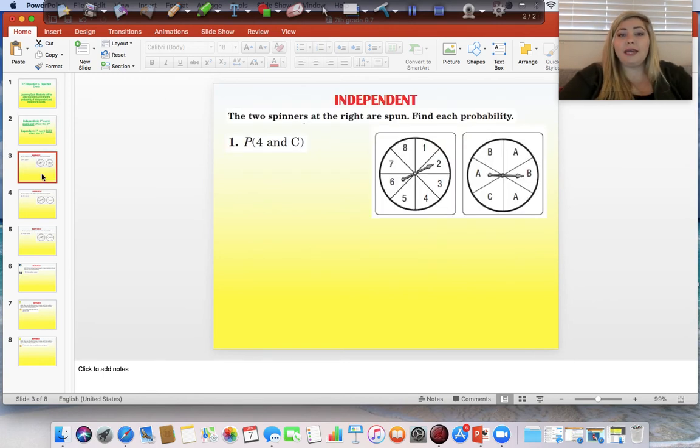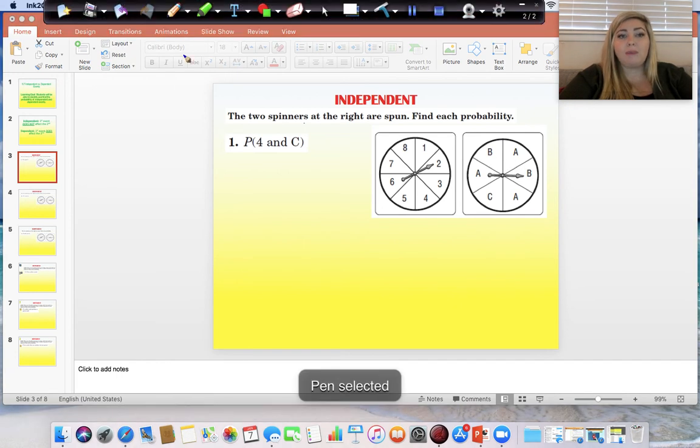Okay, so here is an example of an independent event. Two spinners are spun at the right and find the probability of each. So this is an independent event because when we spin this spinner, it's not going to change this spinner to the right. Okay, so they are two separate spinners and one doesn't rely on the other. So we want to find the probability of it being a 4 and C. So we've got how many 4s on this? We've got 1 4.